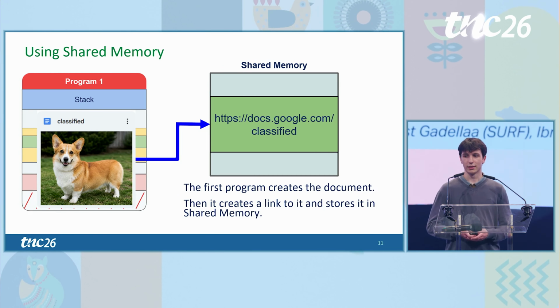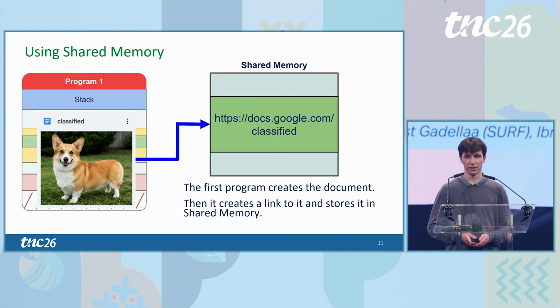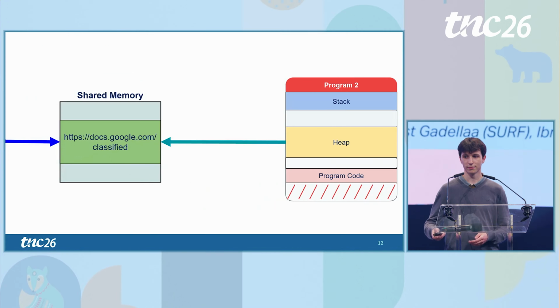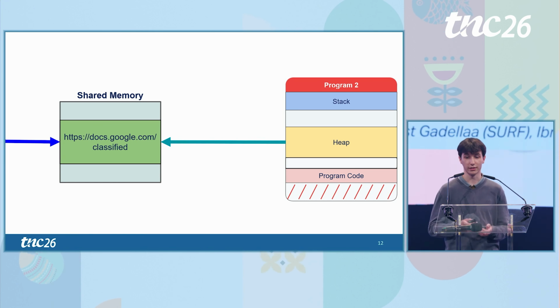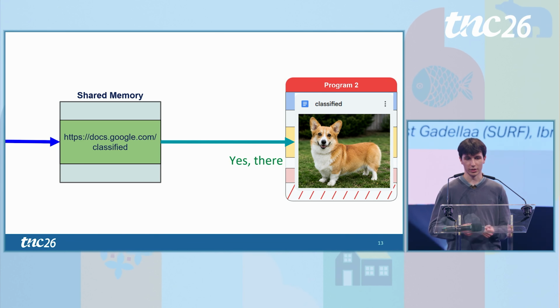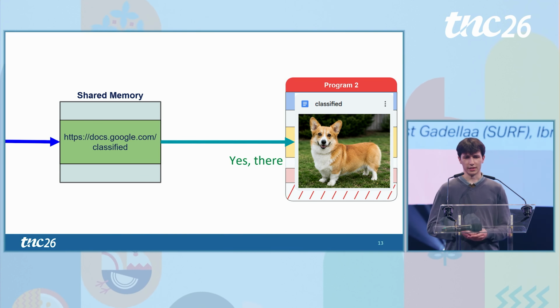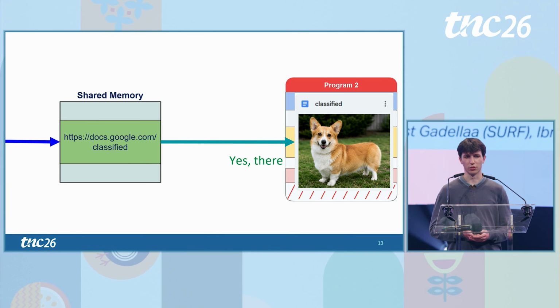So in our case, the first program does the hard work and writes this document. Once it's finished, it creates a link to it and stores it in the shared memory. Now, when a different program starts up, it first checks the shared memory to see if there is a link to the doc already created by someone else. If there is, it can just grab it without any issues. If there isn't, that means that this program is actually the first one, and it needs to create the document by itself. There were some technical challenges we needed to overcome, though.